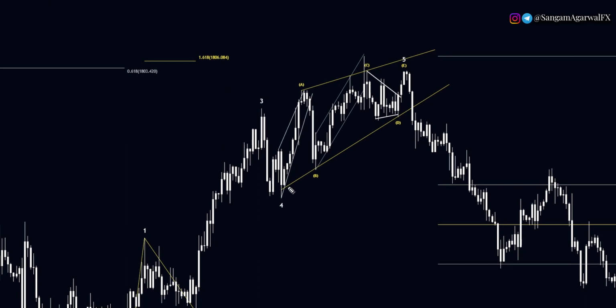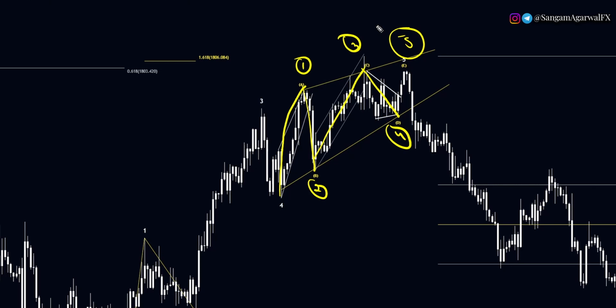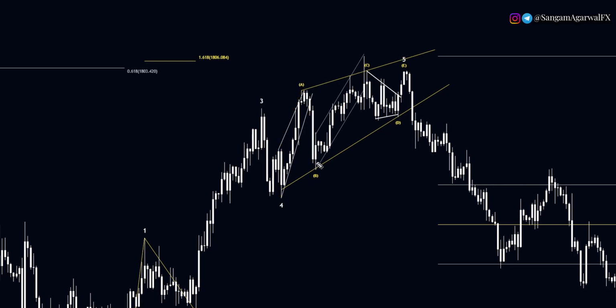And if you look closely, then the first impulsive wave in the ending diagonal, according to the book, is wave 1, then wave 2, 3, then wave 4, then in the last wave 5. In the last example you saw there was a triangle chart pattern in the third wave, while in this example there is a triangle chart pattern in the fourth wave. So there is always a possibility that you get a triangle chart pattern inside this ending diagonal pattern.